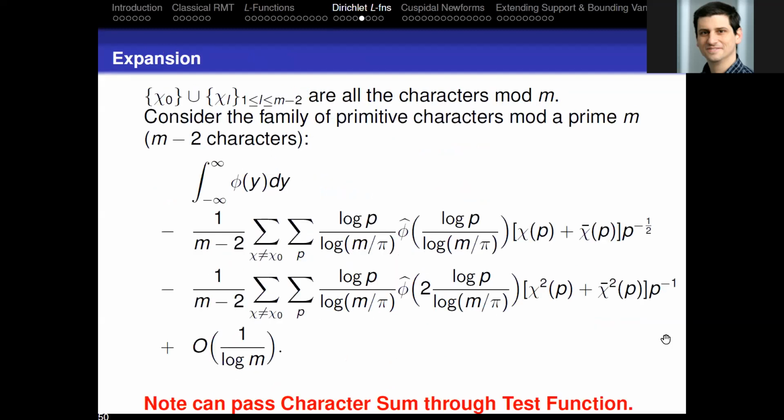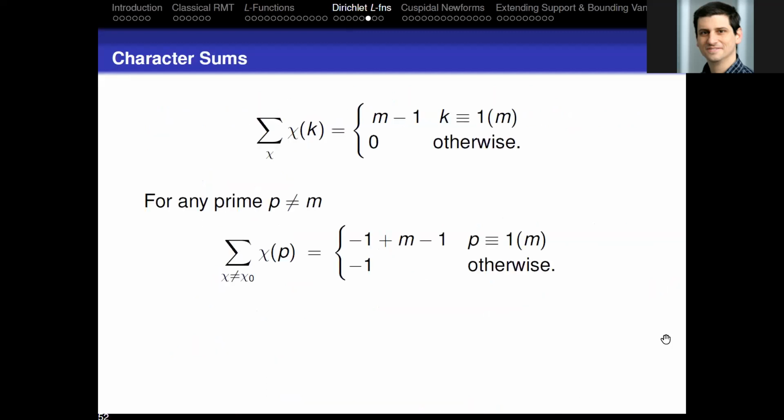All right, next slide. So we need to evaluate, as I said, these sums. What's nice is because the conductors are constant, we notice that the Fourier transform phi hat is always evaluated, for a fixed prime, at the same thing. So I can pass the sum over the characters through the sum over the primes and go straight to the characters, because phi hat is independent of the character. If the conductor were dependent on the character, this wouldn't be the case and it would be a lot more work. This is one of the reasons why I like this example so much. It really highlights what's going on. Next slide. And so now we just have the standard orthogonality relations, the sum over the characters, we know what it is.